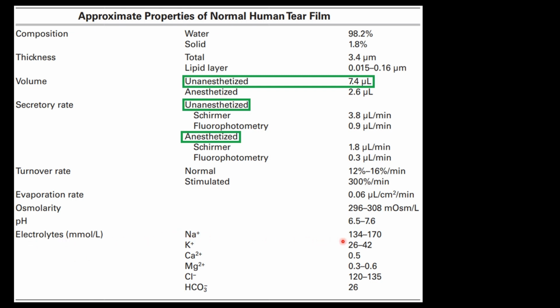Electrolytes. Sodium is 134 to 170 millimole per liter. Potassium is 26 to 42 millimole per liter. Calcium is 0.5 millimole per liter. Magnesium is 0.3 to 0.6 millimole per liter. Chloride is 120 to 135 millimole per liter. Bicarbonate is 26 millimole per liter.